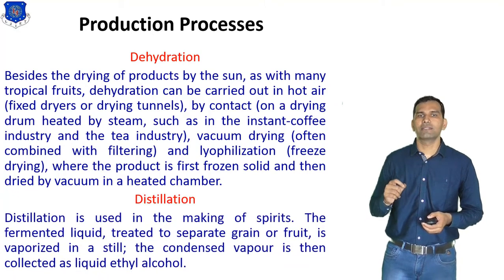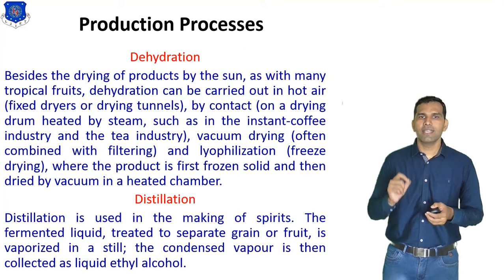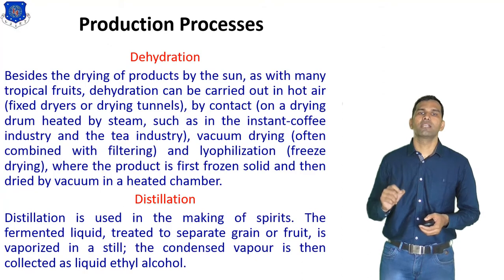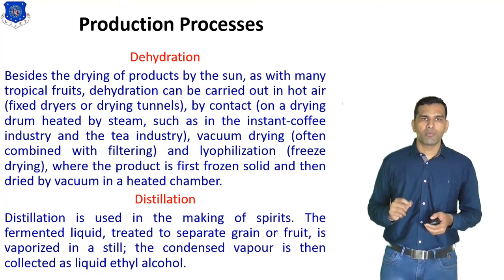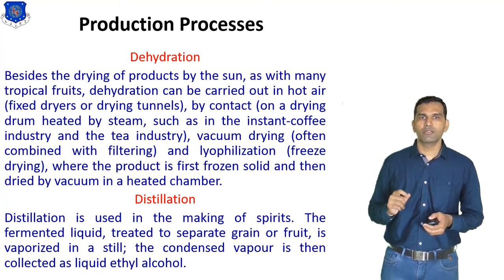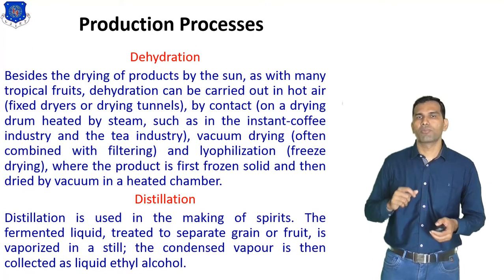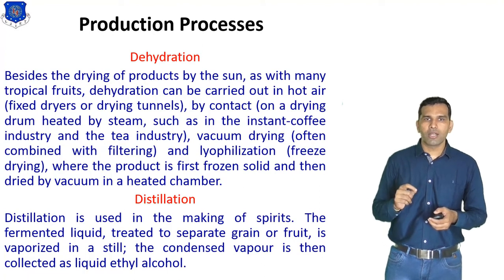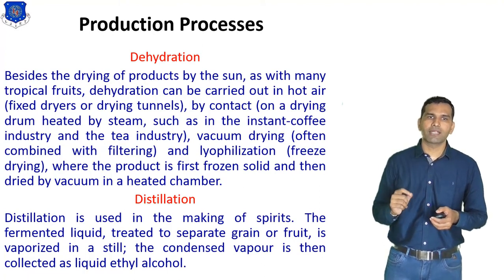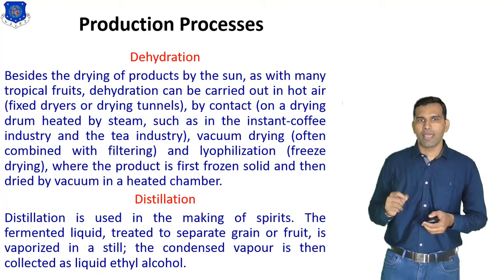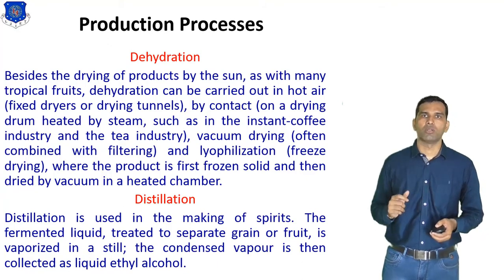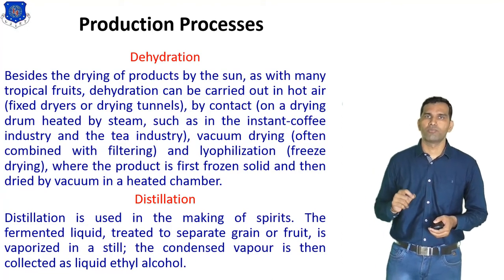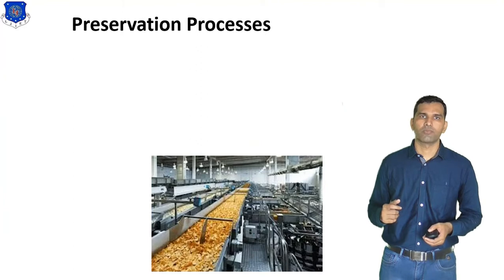Now the next matter is distillation. Distillation is used in the making of spirits. So mainly distillation is used in the spirit making industry. The fermented liquid, treated to separate the grain or fruit, is vaporized in a still. The condensed vapor is then collected as a liquid, ethyl alcohol. So this is the distillation process, which is part of the production process.